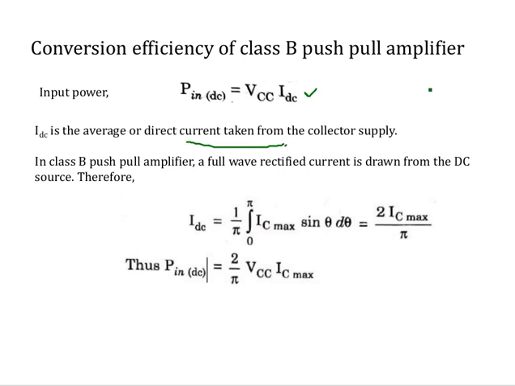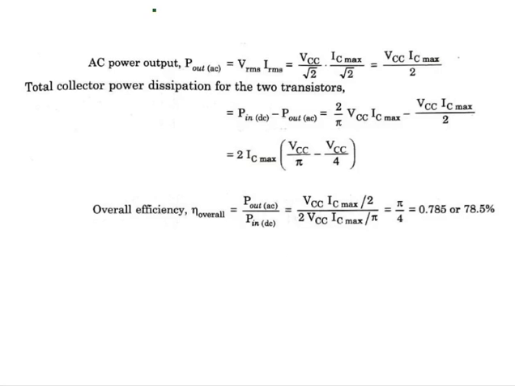In this case, the cycle is reproduced in the negative half cycle as well. So it is like a full wave rectified current drawn from the DC source. So you will get the expression for IDC as 2 IC max by pi. Now P in DC will get this particular expression. Now the AC power output. Again here it is VCC by root 2 into IC max by root 2.